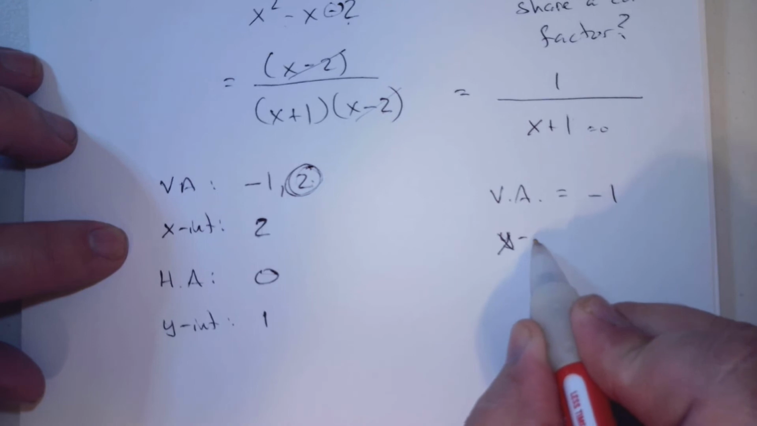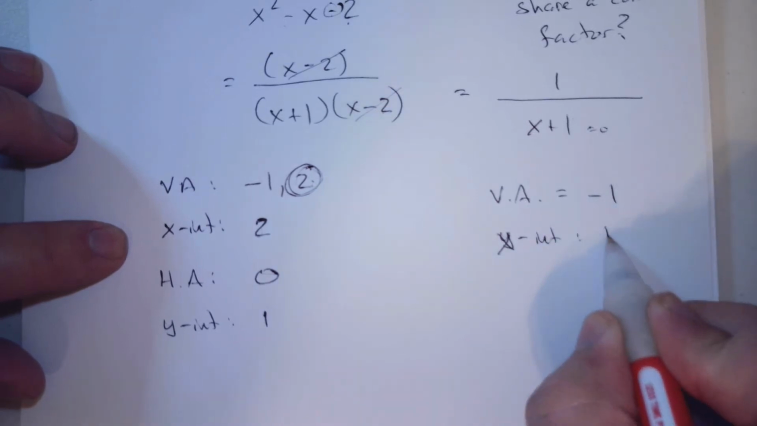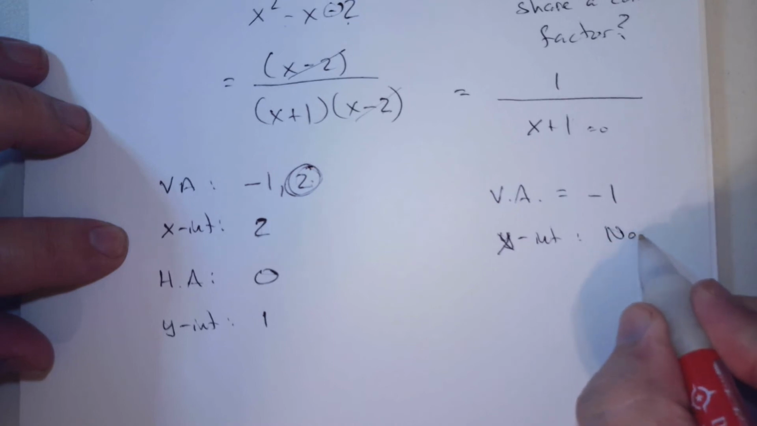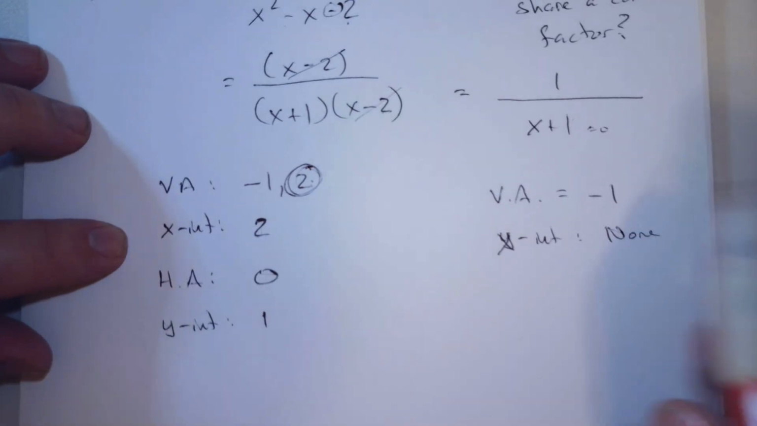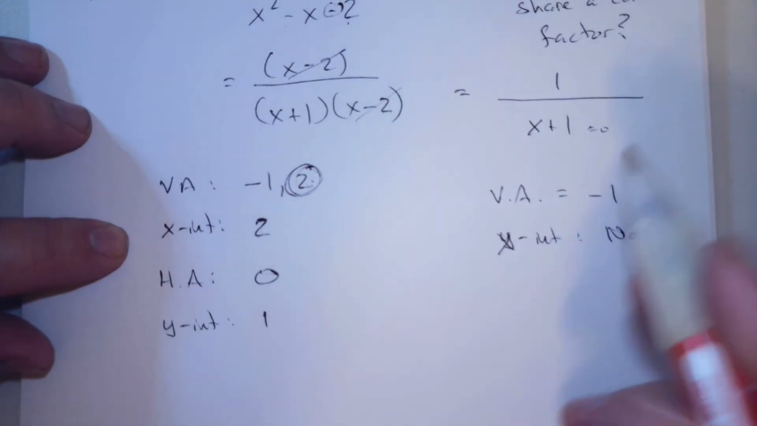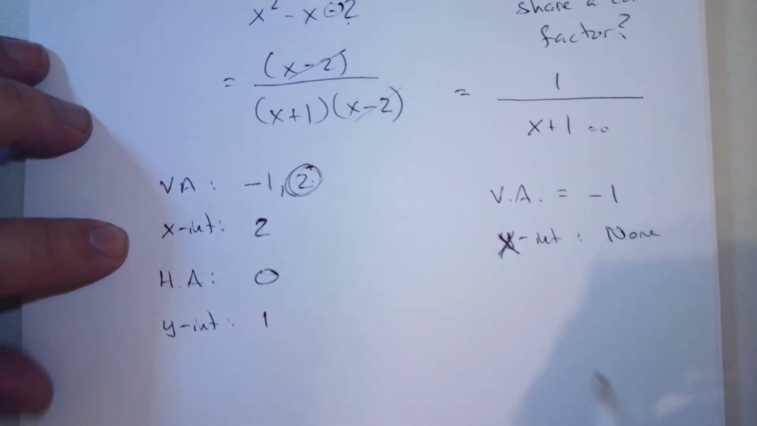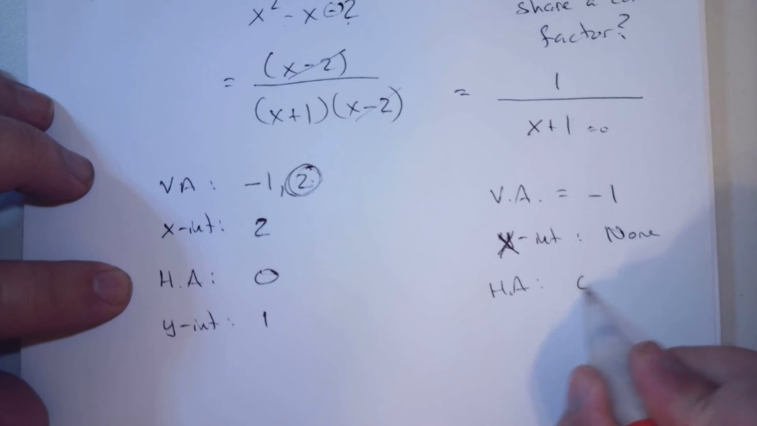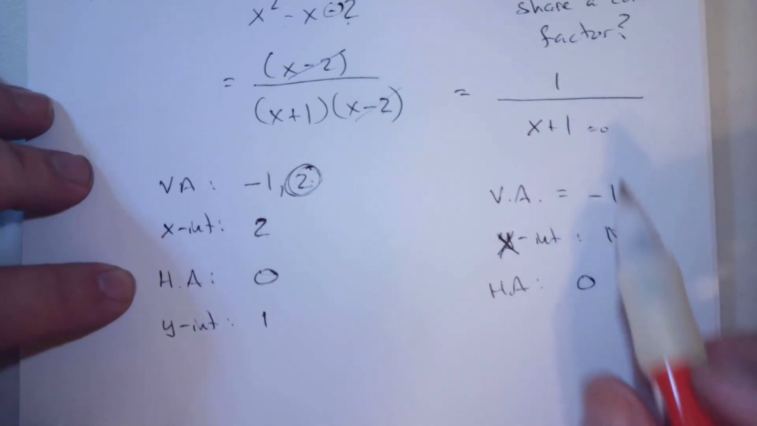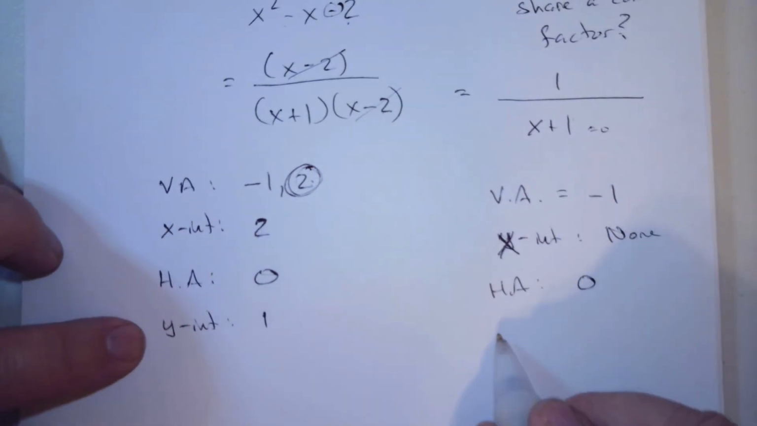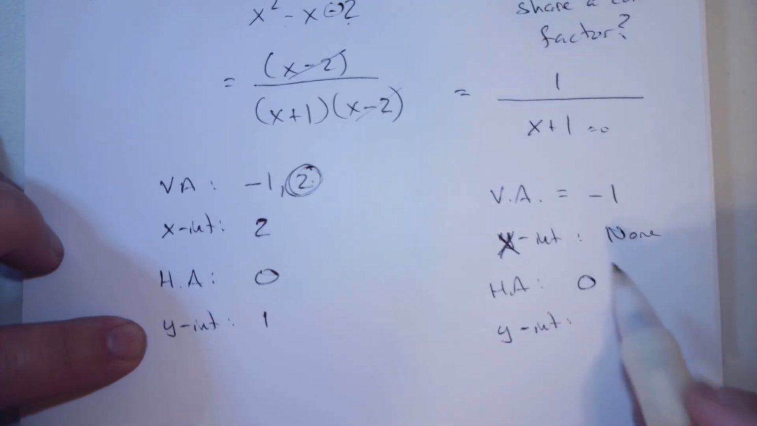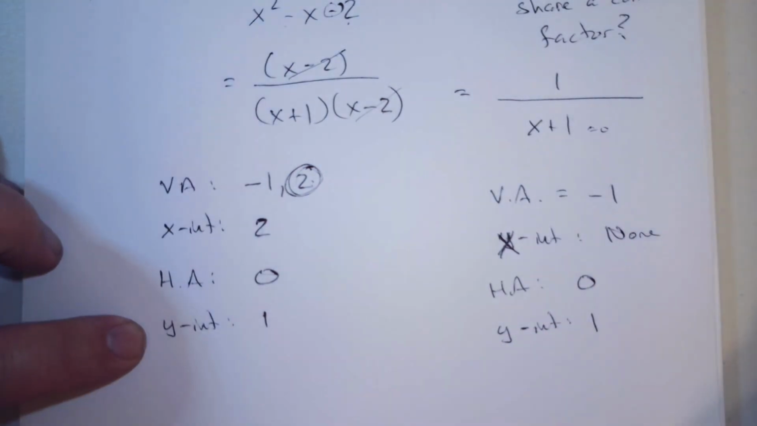The x-intercept is now, there is no x-intercept, because to find the x-intercept, you have to set the top equal to 0. The horizontal asymptote is still 0, because the bottom has more x's than the top. And the y-intercept remains to be 1.